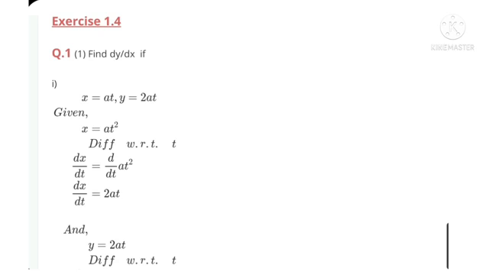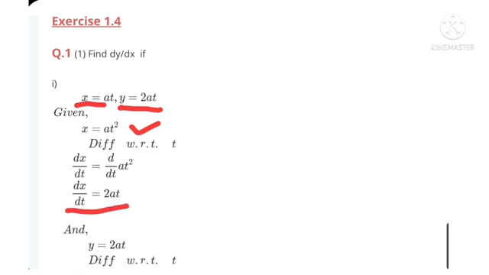We are given x is equal to at square. From this you find dx by dt, and from y is equal to 2at you find dy by dt. So first take x is equal to at square. Differentiating with respect to t, we get dx by dt is equal to d by dt of at square. Here a is a constant, and the derivative of t square is 2t.